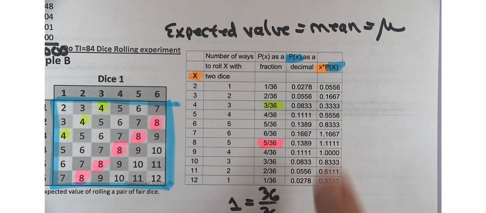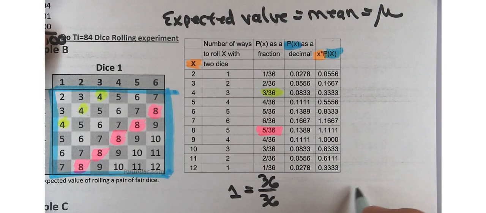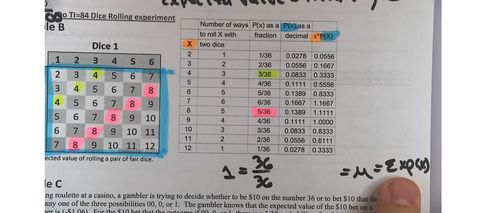Now, the mean is the total of all these things. So mu is going to be the sum of x times p of x. And that's just notation for the sum. It's the Greek letter sigma.